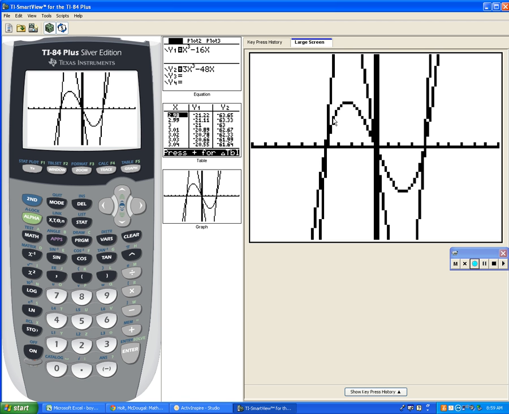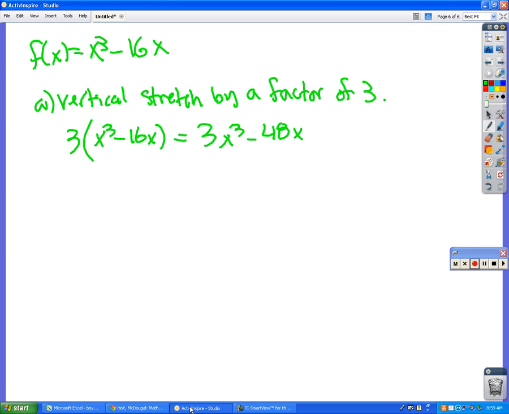Does the recording catch this? Anything that happens on the screen comes up on the screen. I know, it's pretty cool.